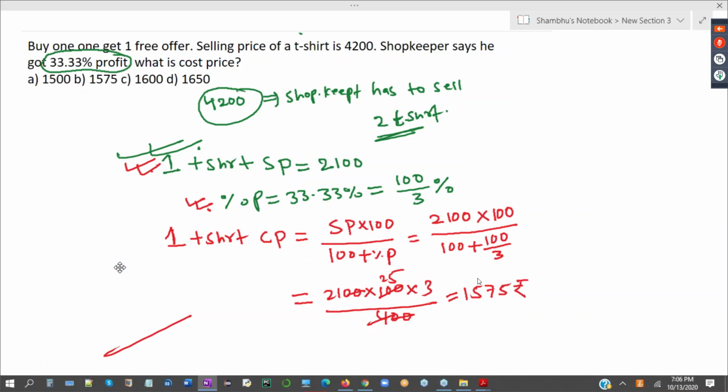Did you understand? One t-shirt cost price is 1575. The only thing was here 33.33%. If you write in this manner, 33.33, you will get point decimal values and all, and calculation will be difficult. But if I replace 33.33 as 100 by 3, calculation becomes easier.